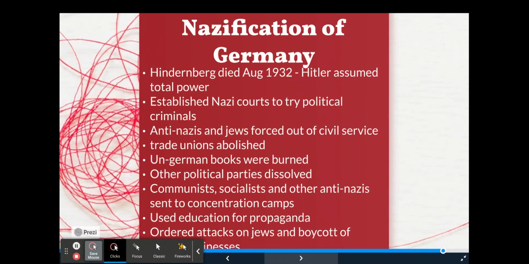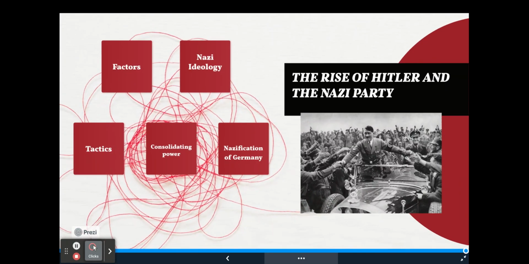He used education for propaganda, and he ordered a tax on Jews and a boycott of Jewish businesses. So he was really using his power in order to get what he was after. And you can see here, we are linking back to these other factors as well. So it does all link together.